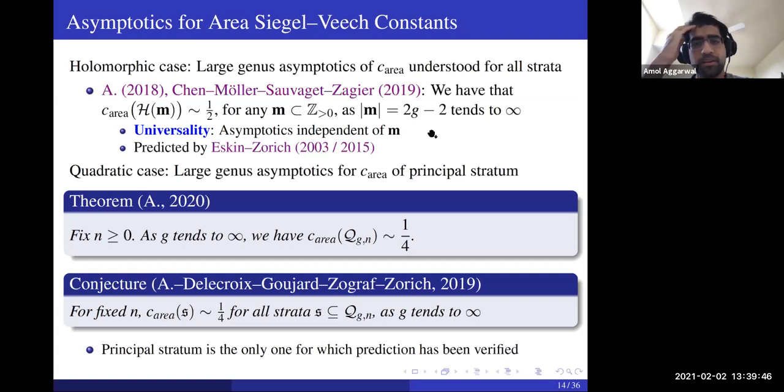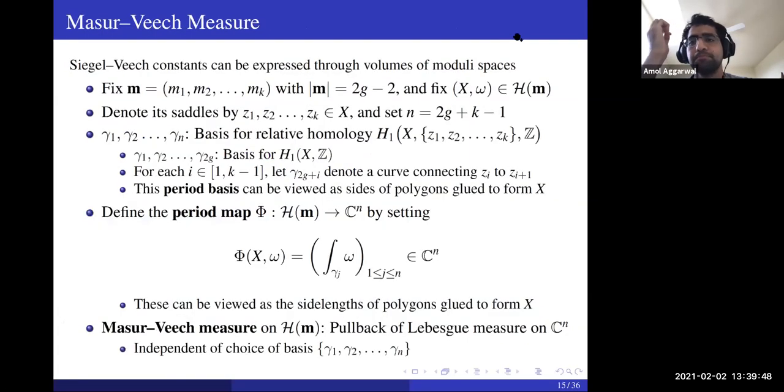No questions, okay, so I can keep going. Now I should define the measure. As I said, I've often been using the word typical, a typical flat surface or a typical differential. I should now define what I mean by typical. To do that, one has to define a measure, called the Masur-Veech measure, the Lebesgue measure on the space of all of these differentials.